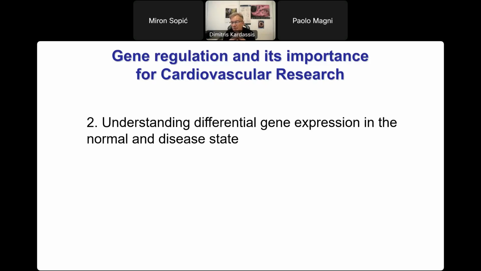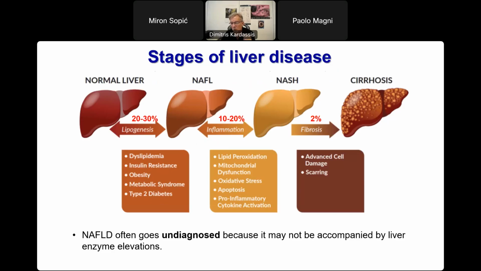And here we see an example of what happens when a transcription factor is affected, and that can cause a disease. The transcription factor is HNF4, and the disease is non-alcoholic fatty liver disease, which is actually quite frequent. Fatty liver disease can be found in approximately 20 to 30% of the population. It is characterized initially by increased lipogenesis due to dyslipidemia, insulin resistance, obesity, metabolic syndrome, etc.